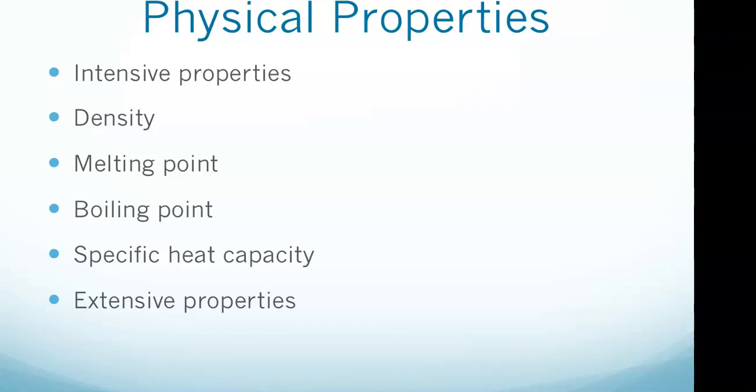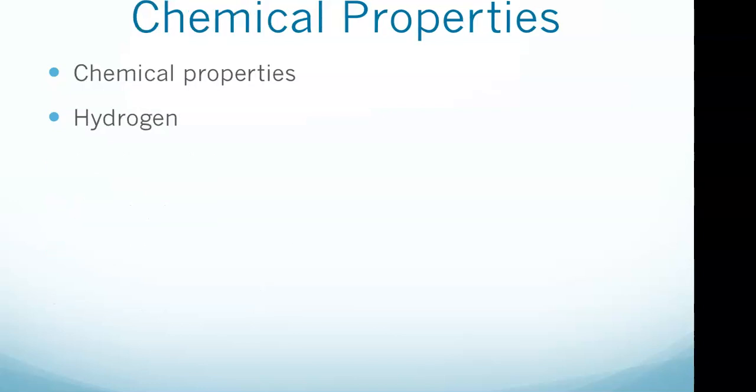Specific heat capacity is the amount of energy required to change the temperature of 1 gram of a substance by 1 degree Celsius. Extensive properties, on the other hand, depend on the amount of matter being measured. We tend to not have examples; we just want to know that if the amount of matter being measured needs to be known, that's going to be an extensive property. Chemical properties involve a change from one substance to another. That's really all you need to know.